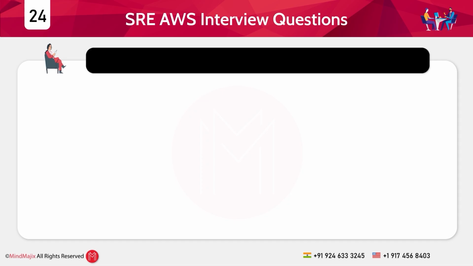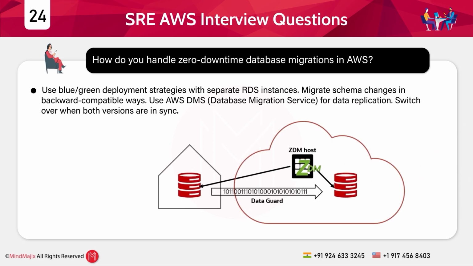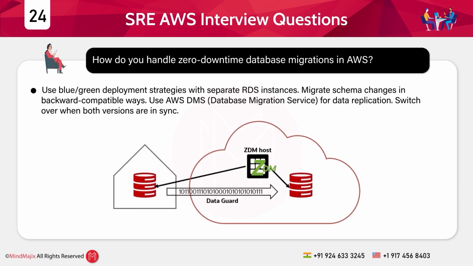The next question is, how do you handle zero downtime database migrations in AWS? To achieve zero downtime database migrations, you can start by creating a blue-green deployment setup with two separate RDS instances, one for the current production workload and the other for the new version. Schema changes would be implemented in a backward compatible way so that both the old and the new applications can work with the database during the transition.